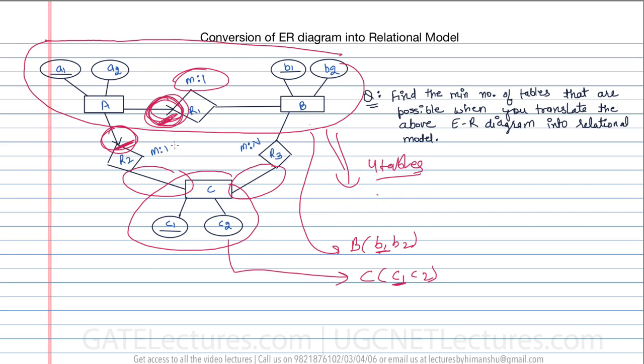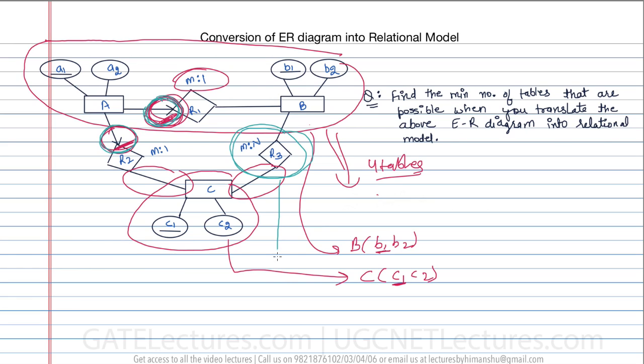Now you can see for A, there is a problem, because A is having the maximum cardinality as 1 in both the sides. Maximum cardinality is 1 in both the sides, right? Because C and B were different, but A is different. Okay, and here what happens to this relation R3?